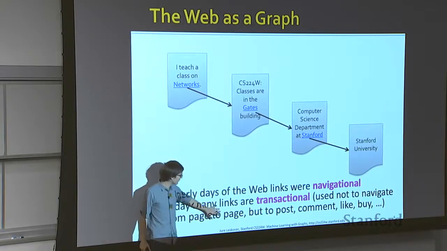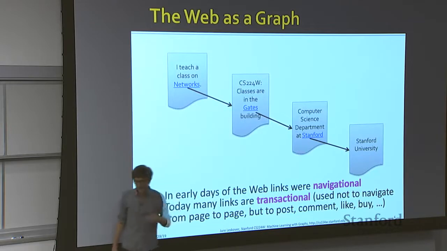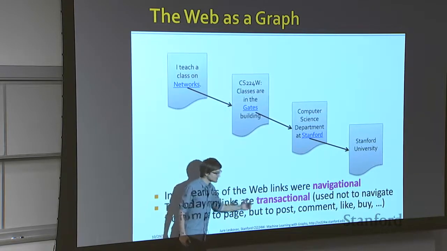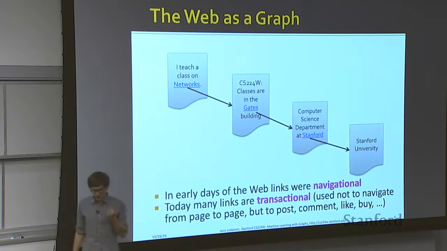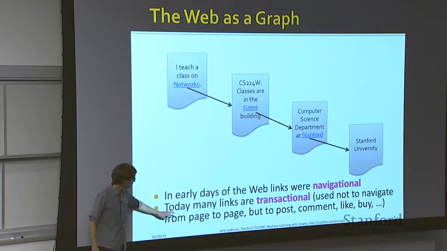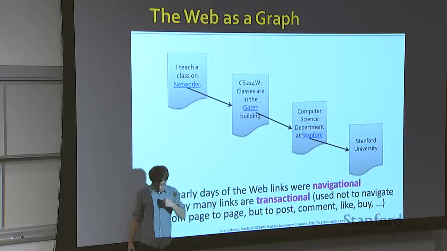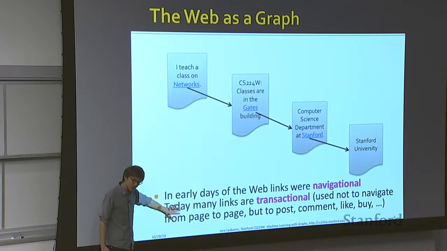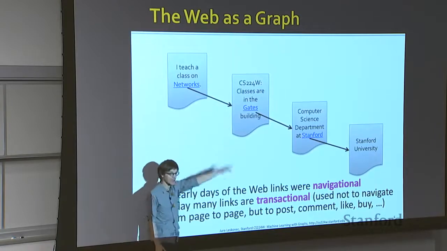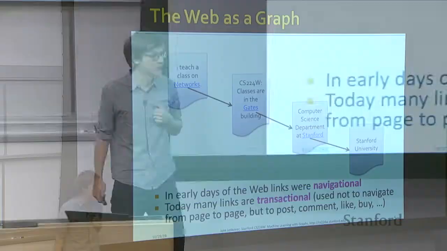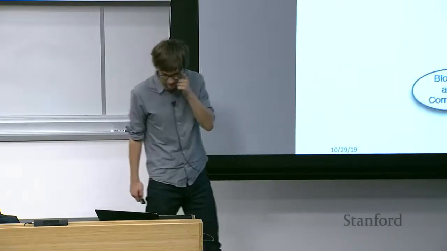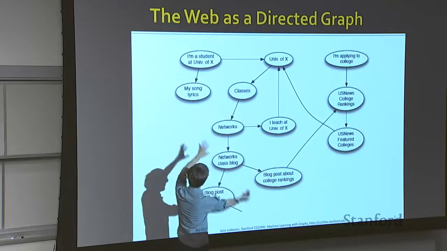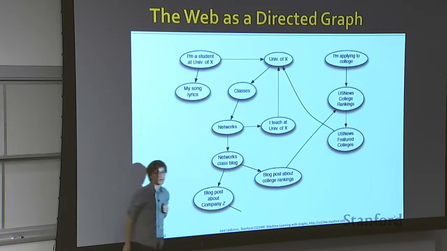As I kind of hinted before, today many links on the web are transactional, which means after you click them, you don't necessarily navigate to a new URL, but you post something, you execute something, you like something, you buy something. And this is a different type of link that we are not considering here. So we are really considering this kind of prehistoric view of what the web is. Okay? And then you can think of the web as this directed graph where there are web pages, and web pages point to one another.